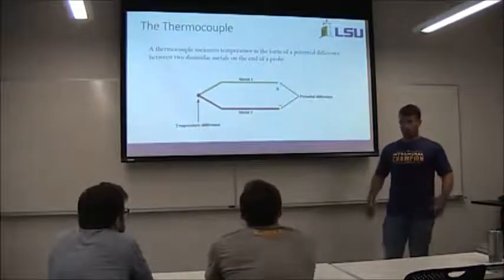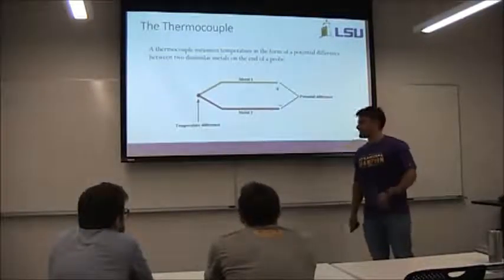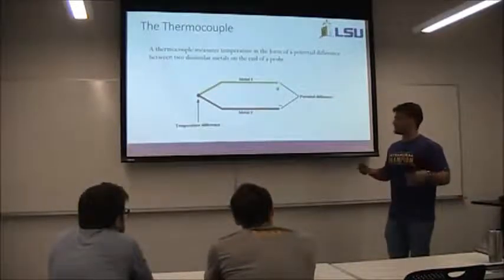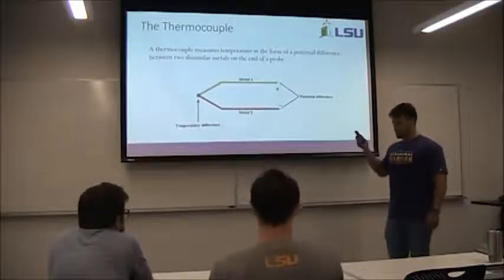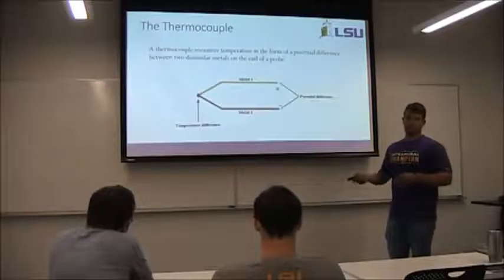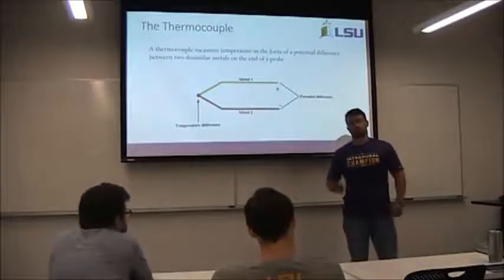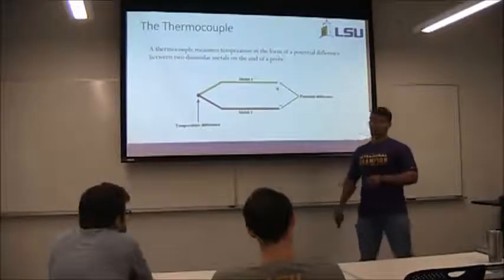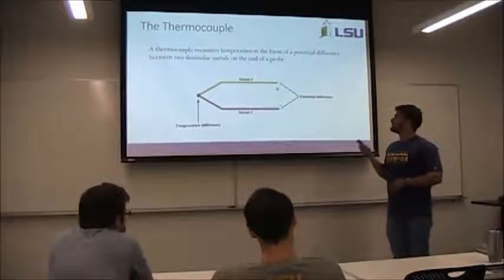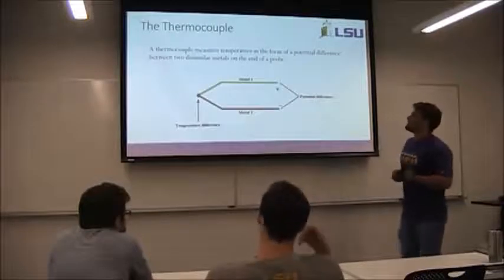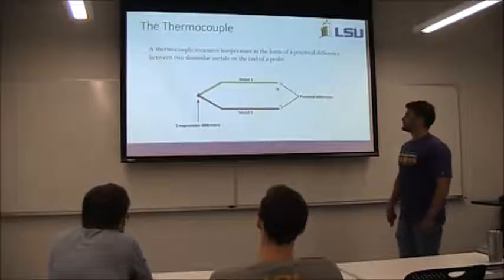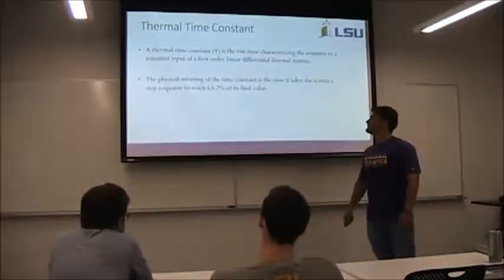So if you don't know what a thermocouple is, it's two pieces of metal, and it measures a voltage. Like we did in instrumentation, you can use a conversion chart and find out what the temperature is. To read it, a thermocouple measures the temperature in the form of a potential difference between two dissimilar metals.